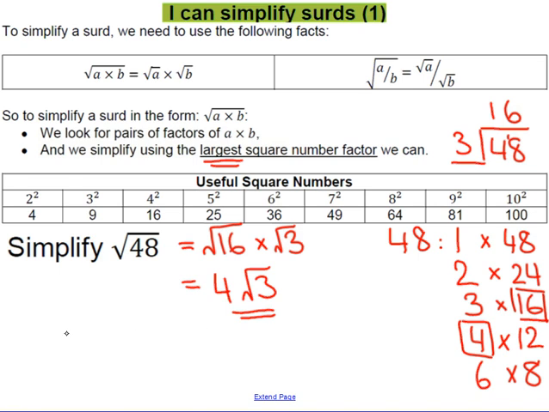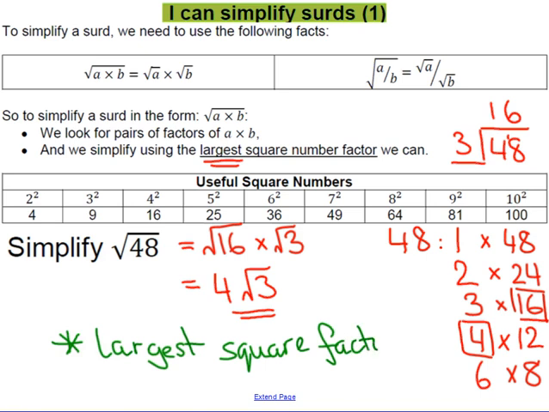So again, perhaps a little note we want to put here is that we want to take out the largest square factor. That's important. Okay, the largest square factor. Okay, let's look at one final example in this video.